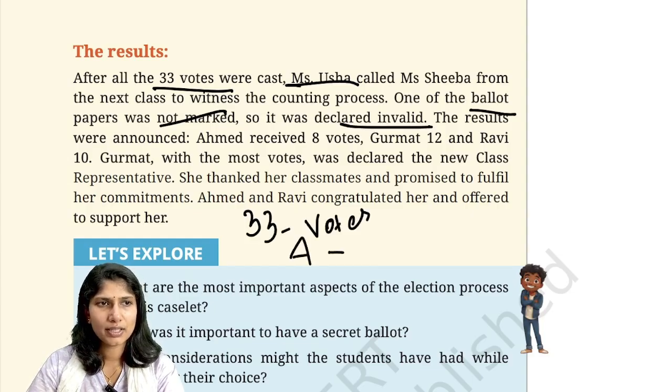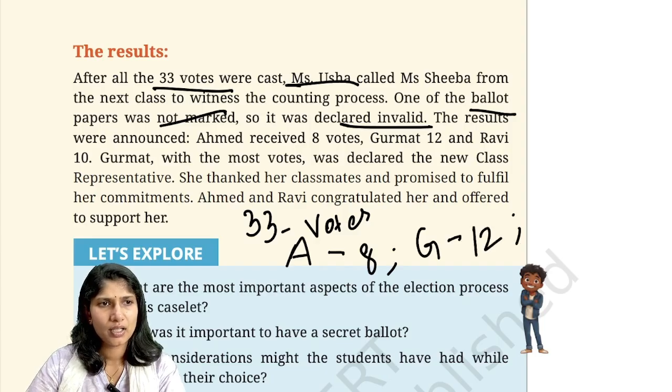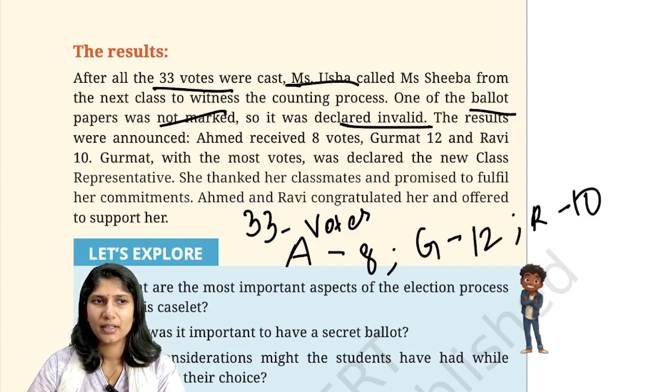In that, Ahmed got 8. Gurmat got 12. Ravi got 10. Yes, you see this? So, 10, 20, 22, 30. Now, first and foremost, technically, to get the maximum number of votes, it should be somewhere around 33 divided by 2 plus 1. Somewhere you have to get around 15 to 16 votes, but here no one has got that.